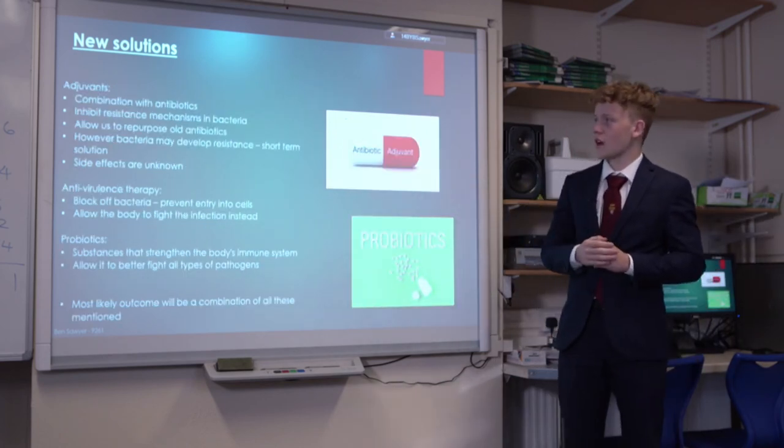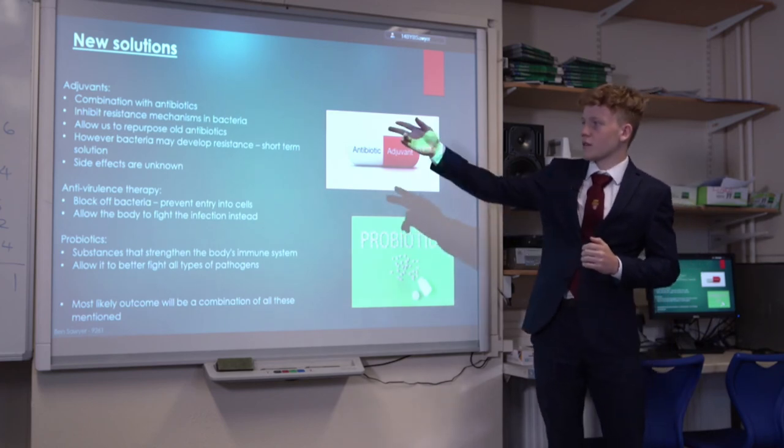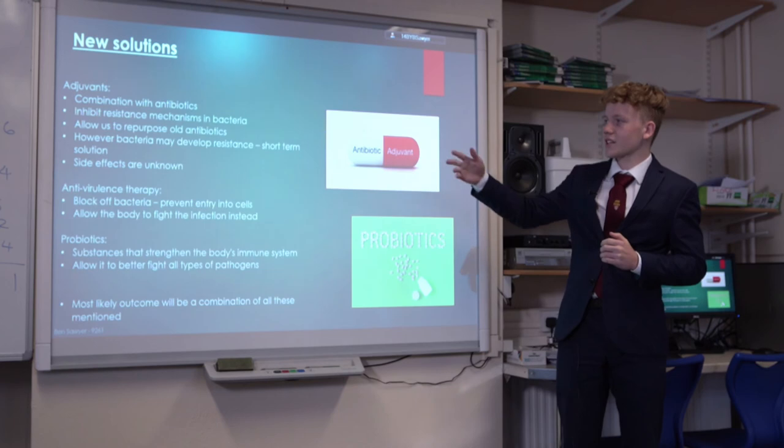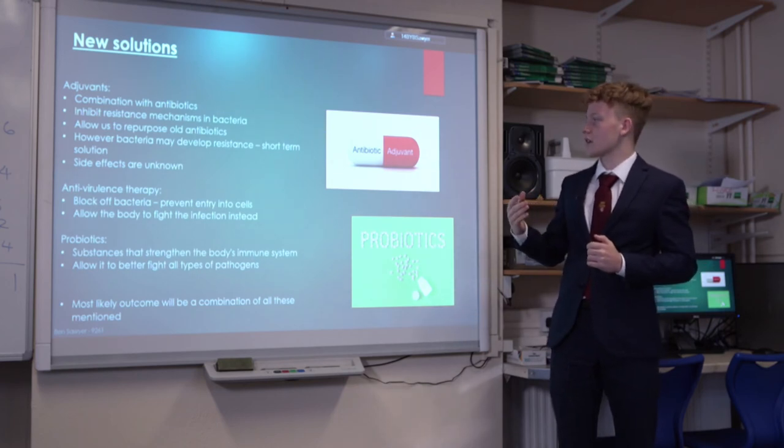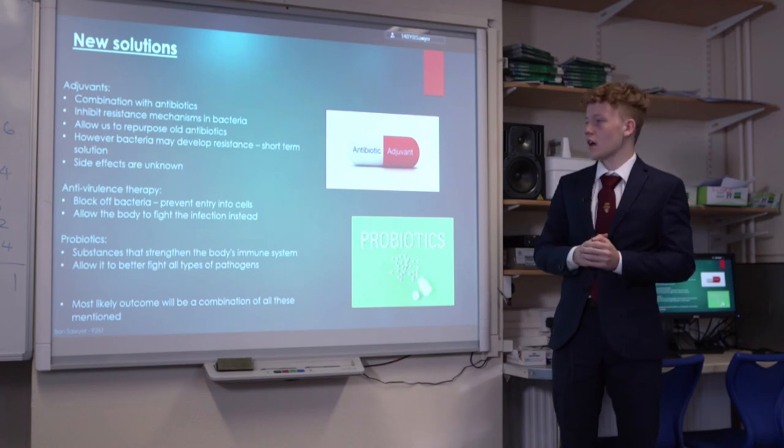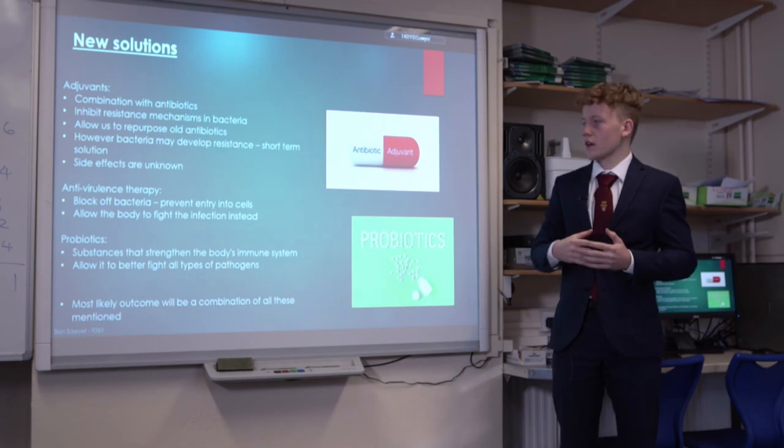There are a few other solutions. These are more minor, so we have these things called adjuvants, which essentially enhance the function of the antibiotics. You take them in combination. Then antivirulence therapy, which is more about blocking off the bacteria and preventing the damage they do, and ways of strengthening the body's own immune system to make it more resistant against any sort of infection. But the most likely outcome will be a combination of some of these and perhaps some of the earlier solutions, as well as a change in our own behaviours, and that's really the long-term solution.